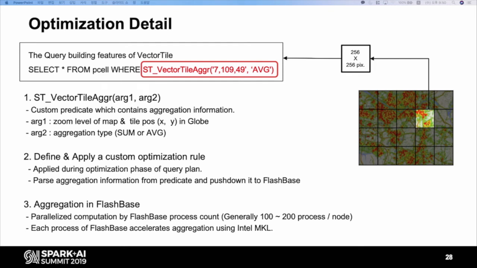Then we apply custom optimization rule. This rule is applied during optimization phase of Spark Catalyst, and it parses custom predicate and extracts aggregation information from it and pushes down them to FlashBase. And then aggregations are executed in FlashBase. The parallel level is a process count of FlashBase, and generally it is from 100 to 200 for a single server. Also, each FlashBase process accelerates aggregations using Intel MKL, as I mentioned before.